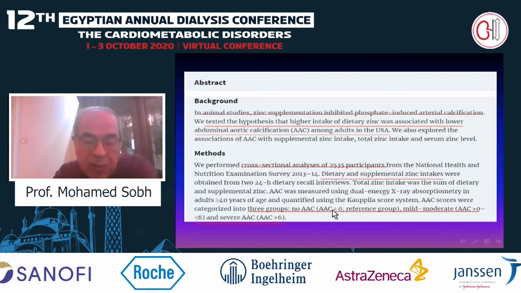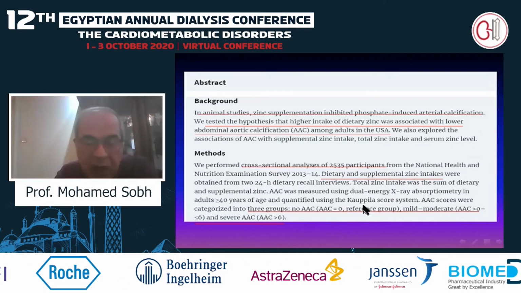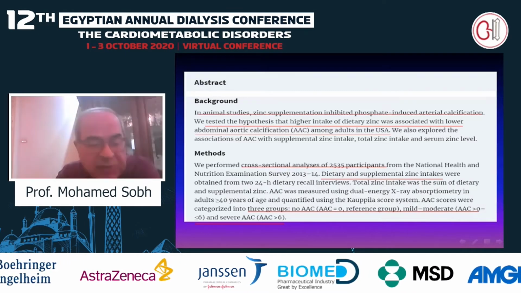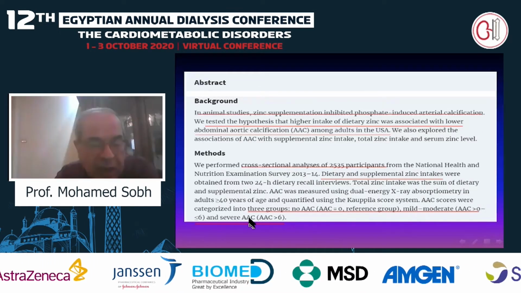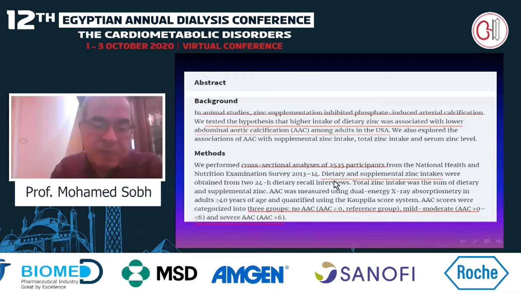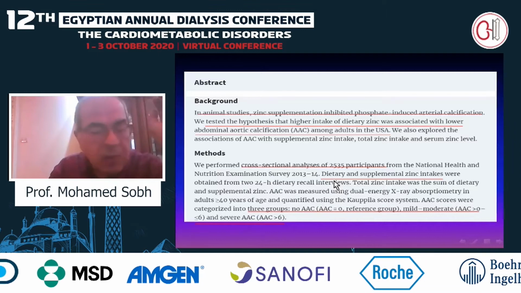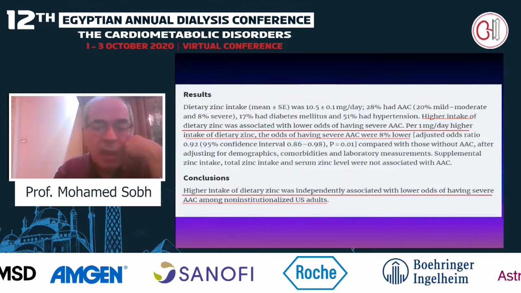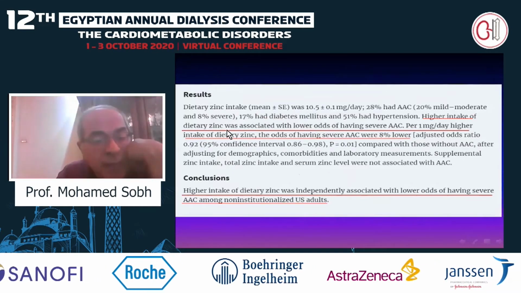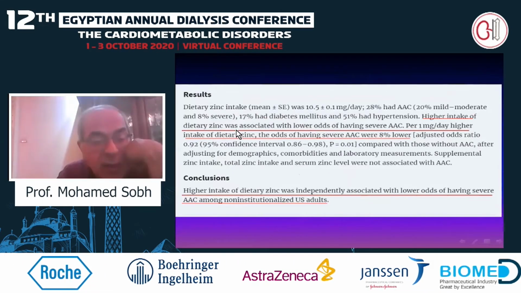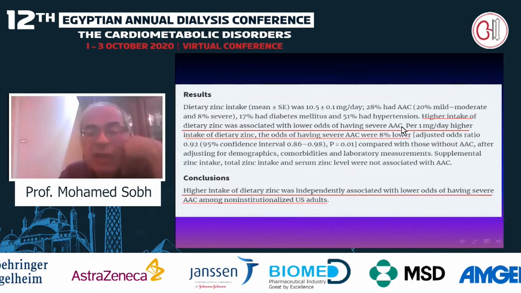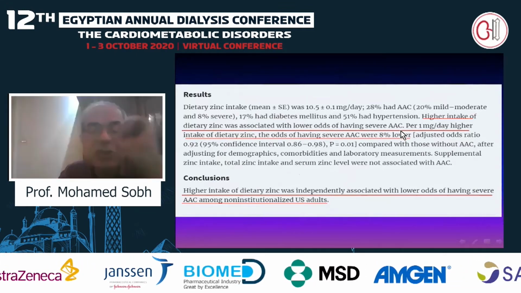Group 1, in which there was no calcification of the aorta. Group 2, mild to moderate aortic calcification. And group 3, in which there was severe aortic calcification. Okay, what did they find? Interesting. Higher intake of dietary zinc was associated with lower odds of having severe abdominal aortic calcification.